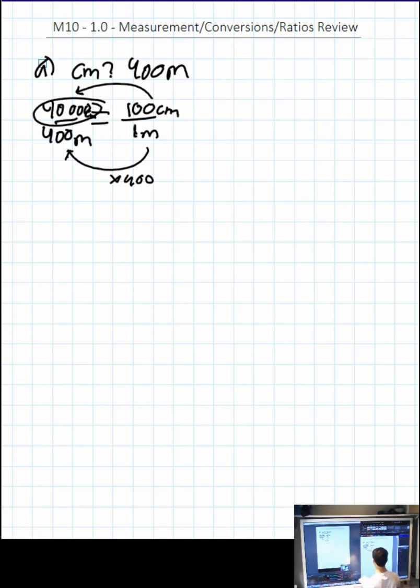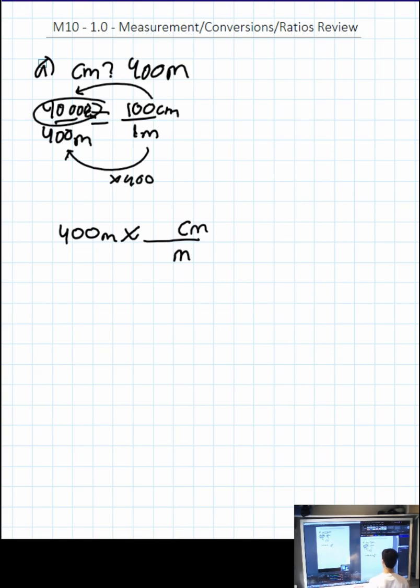So we're going to start off with what we're given, 400 meters on the margin. And we're going to multiply by a conversion factor over. Now, we're going to wait and think. We need to multiply by a conversion factor that allows us to cross off the units we have and get to the units we want. We have meters, so we need to put meters on the bottom. And we need to get to centimeters, so we're going to put centimeters on the top.